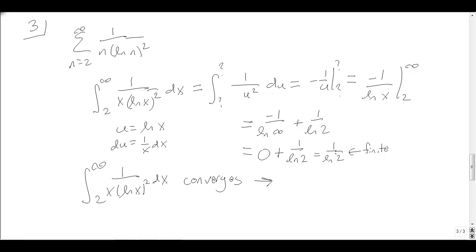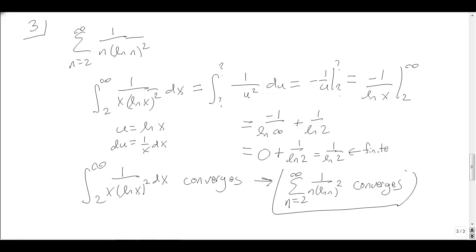What our integral test tells us is that, because 1 over n natural log n squared is always positive, and it's also decreasing as n gets bigger and bigger, since the terms inside get smaller and smaller because the denominators get bigger, our series from n equals 2 to infinity of 1 over n times natural log n squared also converges.